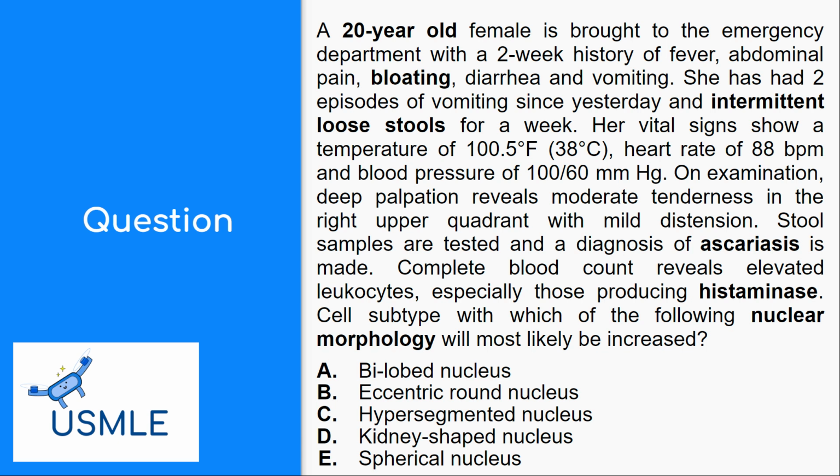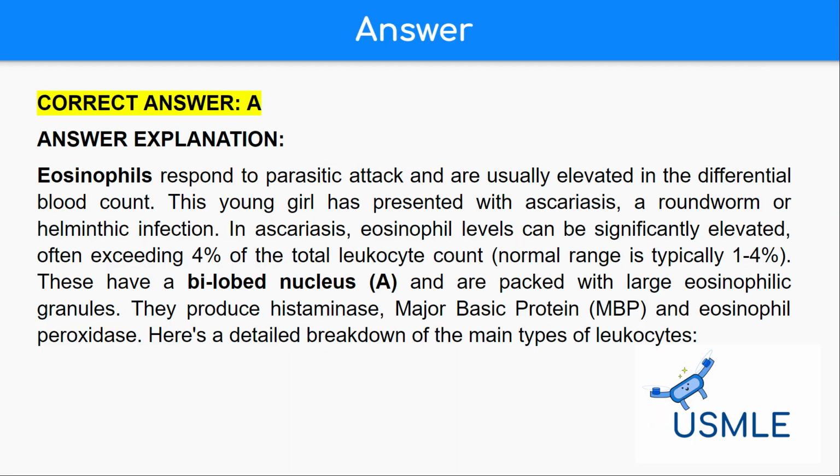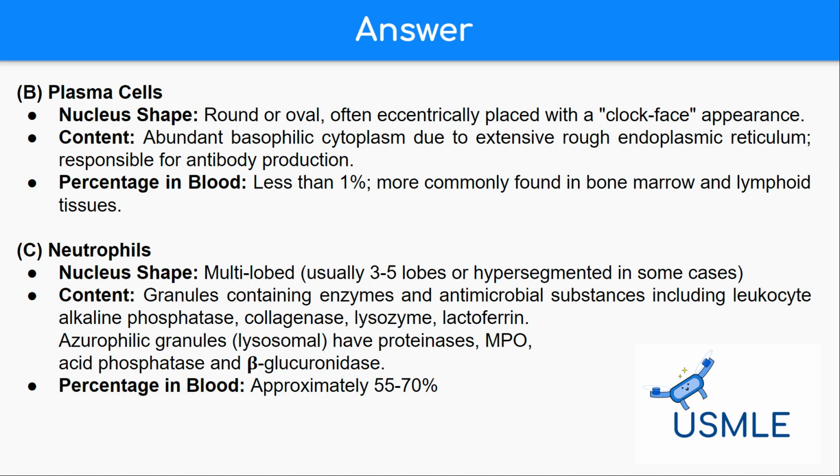So they have already given the diagnosis. Now the cell producing histaminase, not histamine, is an eosinophil, not a basophil. But anyhow, it is bilobed either way. So the correct option is A. Feel free to indulge in the detailed answer explanations yourself. Otherwise, this would make the videos very long.